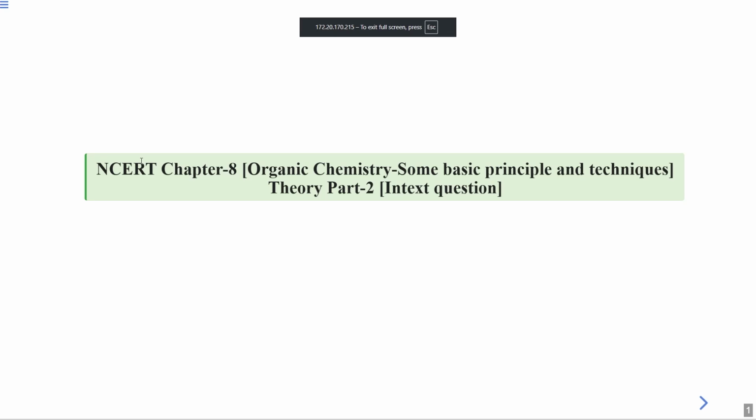So today we'll be doing the theory part 2 of the chapter Organic Chemistry, some basic principle and techniques. In this theory part, we will be mainly focusing on the in-text questions. We have already discussed the hybridization of the carbon in different cases, and we have seen the impact of hybridization on different bond parameters and the electronegativity. So we will exploit that same result in this lecture to solve questions.